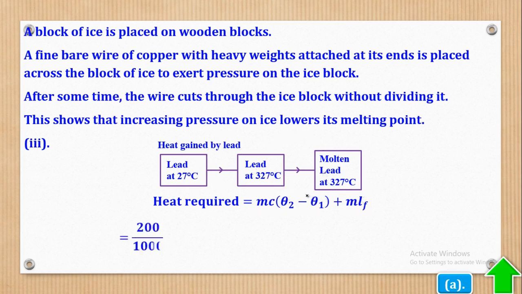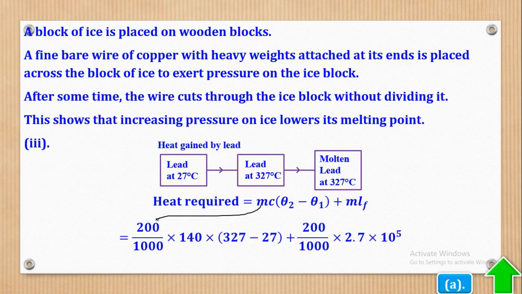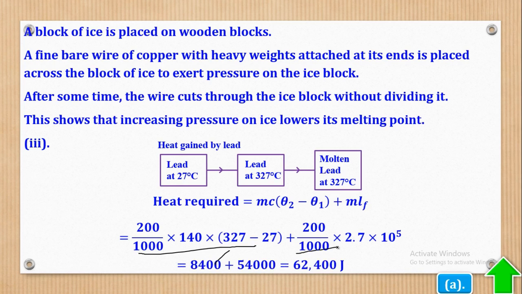So we shall come and substitute, because we know all those ones. So we know the mass, but the mass was in grams, so we have to change to kilograms. This was the specific heat capacity of lead. Final temperature was 327, initial temperature was 27. Here mass is this in kilograms, and this was given as that. So when you simplify, the whole of this is this, and the whole of this is this. When I add the two, I'll come up with 62,400 joules as the required heat.